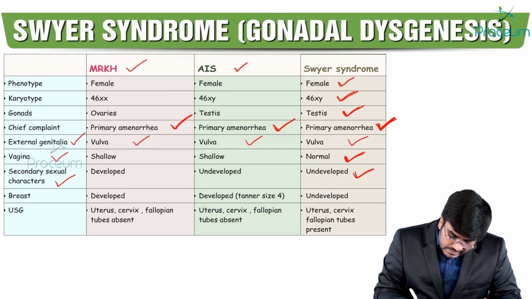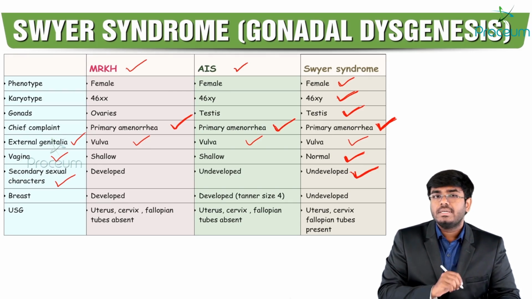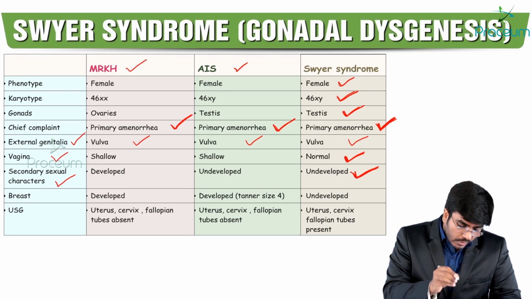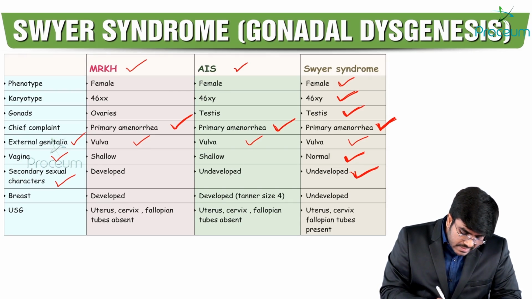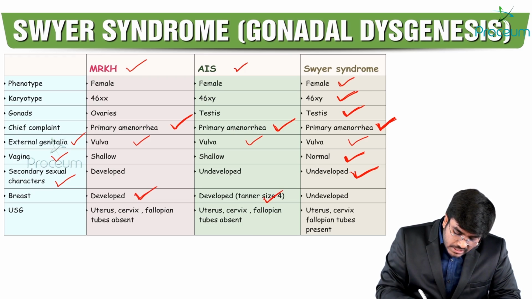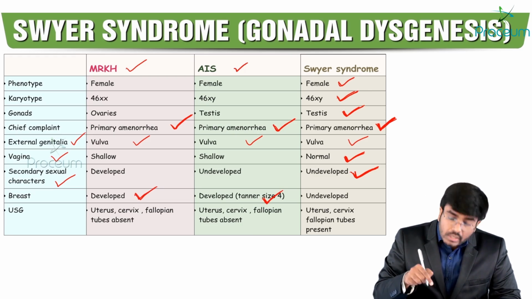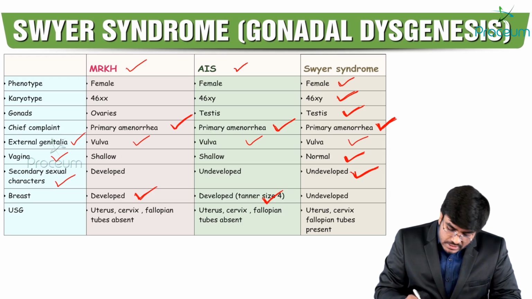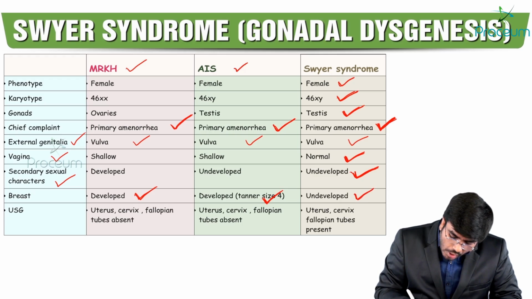So, pubic and axillary hair development is undeveloped. What about the breast? Guys, here very important. See, Mullerian agenesis, MRKH, is a syndrome where the breast is normally developed. AIS is a condition where there are larger breasts. But what about the Swyer syndrome? In Swyer syndrome, even the breasts are not developed.